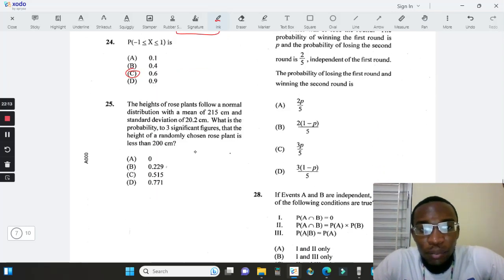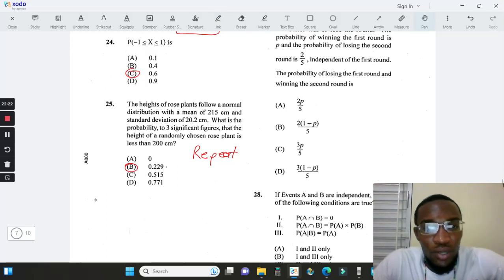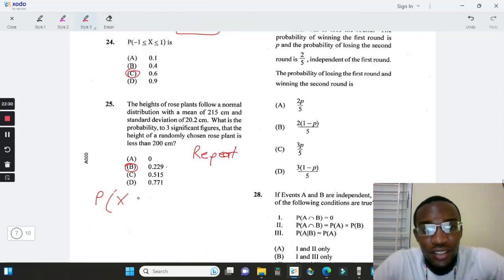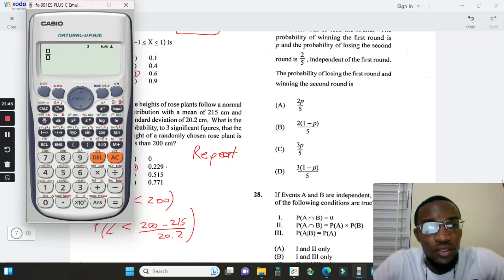Done. This is a repeat again. And I remember this was 0.229. Now, if you don't believe it, what's the probability that the height was less than 200? Just to work it out again, X is less than 200. First, standardize it. Z is less than 200 minus the mean 215 over 20.2. Put that in the calculator: 200 minus 215 divided by 20.2, which is negative 0.74.